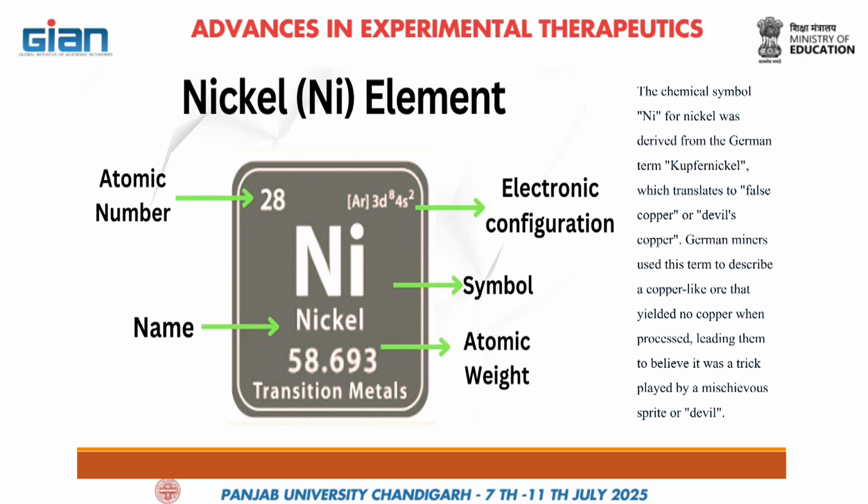Now coming to the third section, here we will discuss the nickel element. Nickel, which is represented by the symbol Ni in the periodic table, has atomic weight 58.693.